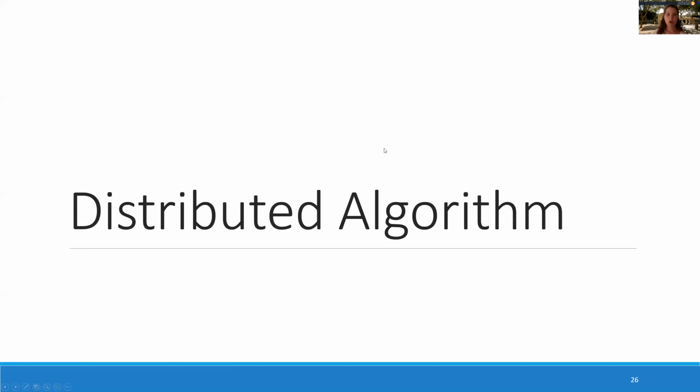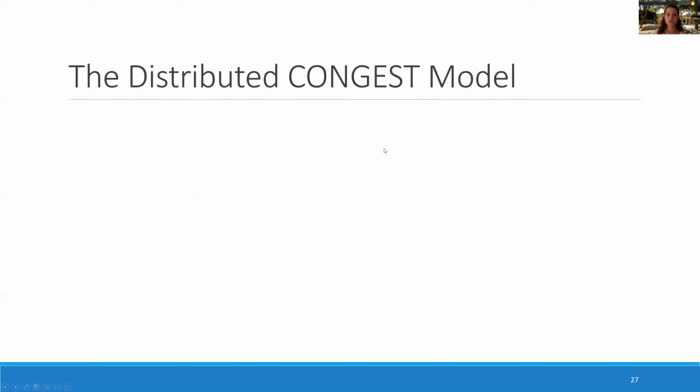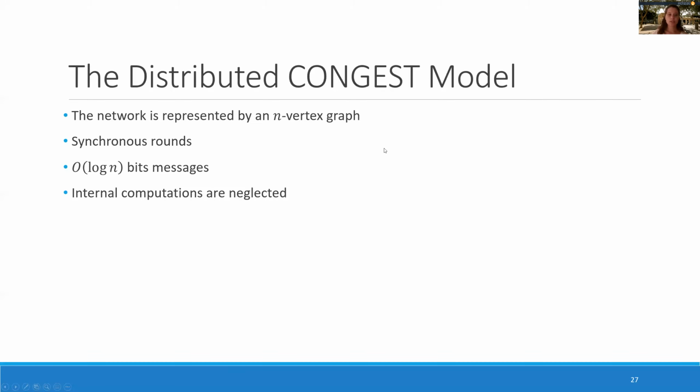I'll briefly explain now how we modified the superclustering procedure to provide a distributed algorithm that is efficient. So first, I will briefly introduce the distributed CONGEST model. Our network is represented by an n-vertex graph. The vertices communicate with one another in synchronous rounds. In every round, we allow each vertex to send messages of length at most order of log n across each edge. And we ignore internal computations.